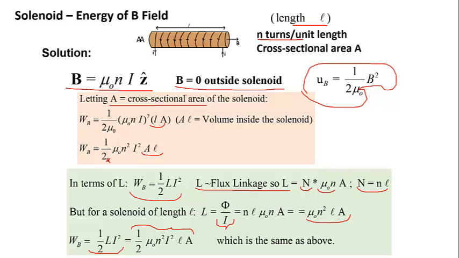And don't forget, what we're talking about is the energy of the field that's inside of this solenoid, because that's the only place where B is not equal to 0.